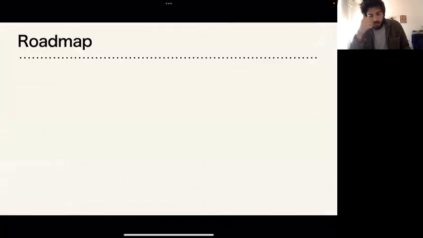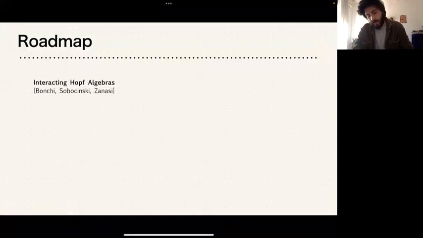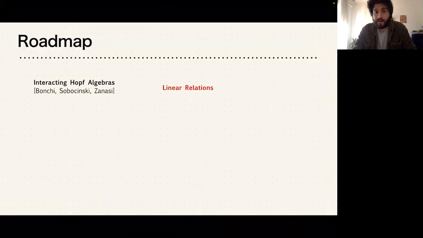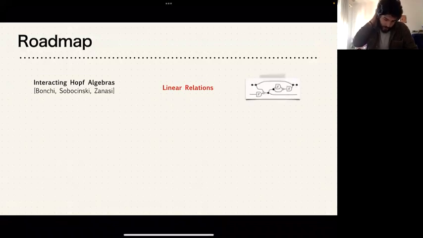So, just to give you a little bit of history, Diagrammatic Polyhedral Algebra is the result of an extension of interacting Hopf algebras, which in a few words is a sound and complete axiomatization for linear relations. One application of it is the compositional modeling of signal flow graphs, which is a structure important in control theory and engineering, to model basically linear systems.